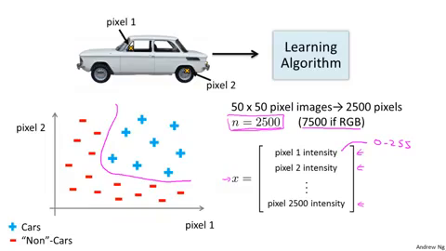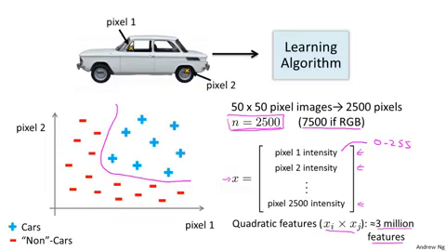If we were to try to learn a nonlinear hypothesis by including all the quadratic features, that is, all the terms of the form xi times xj, with 2500 pixels we will end up with a total of about 3 million features, and that's just too large to be reasonable. It will be computationally very expensive to find and to represent all of these 3 million features per training example. So simple logistic regression, together with adding in maybe the quadratic or the cubic features, is just not a good way to learn complex nonlinear hypotheses when n is large, because you just end up with too many features.